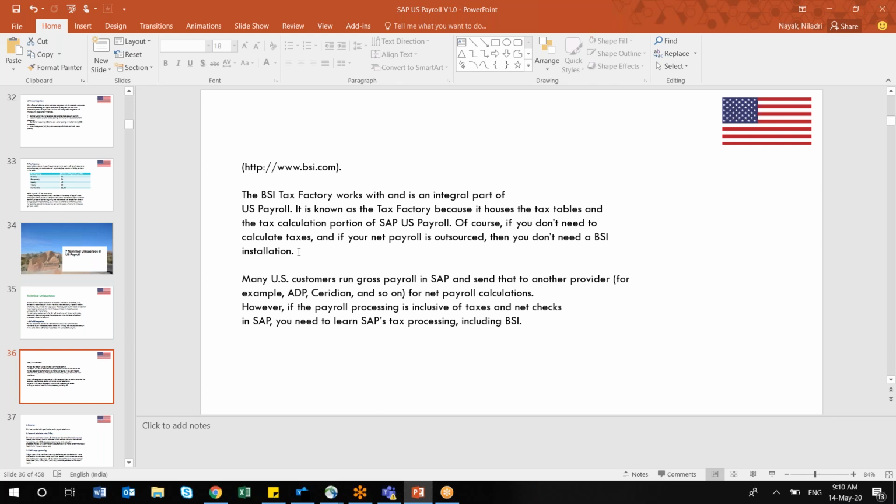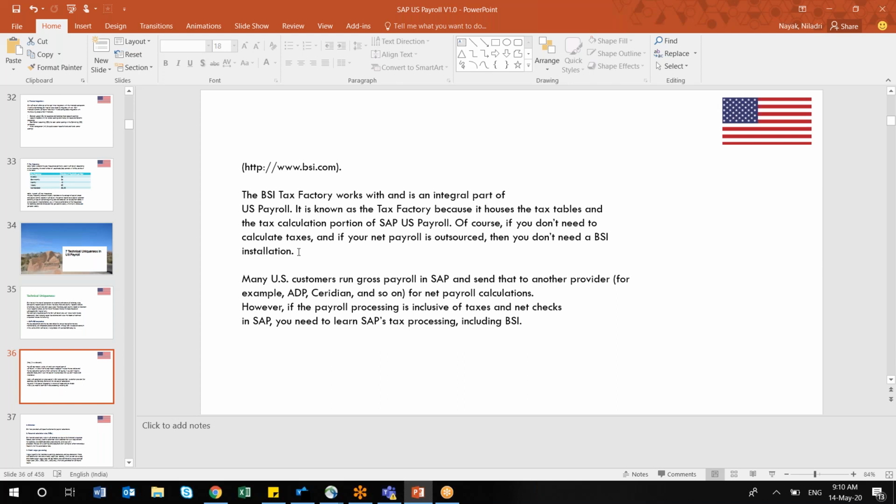Other than that, in US payroll, the tax engine is also known as the tax factory, because all the tax related tables and tax related calculations of the entire SAP US payroll sit in that. So don't get confused between the tax factory and BSI. Both are the same. So the BSI tax factory works as an integral part of your SAP US payroll.